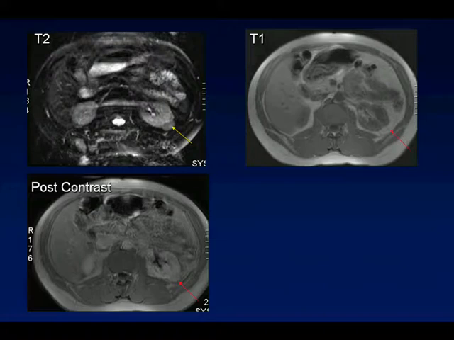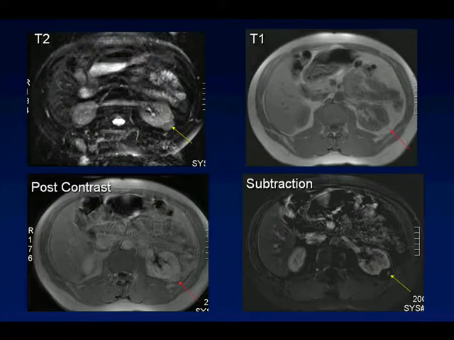And basically what you can do is subtraction imaging, which is one of the new techniques. So what you do is subtract the non-contrast from the contrast image. Anything that doesn't enhance with contrast will stay black because you've subtracted it. Anything that's kind of gray to white will be varying stages of enhancement.